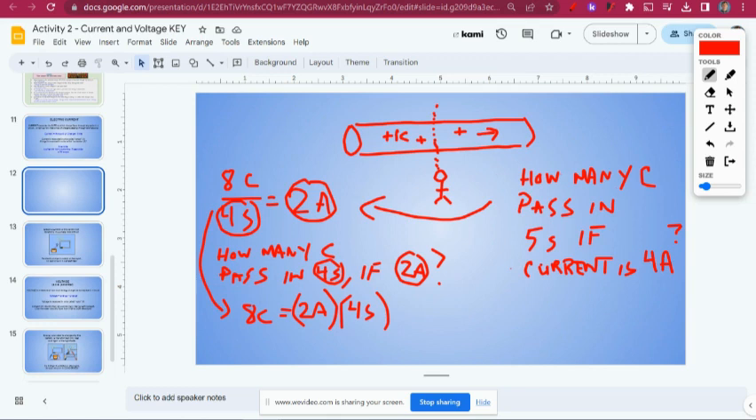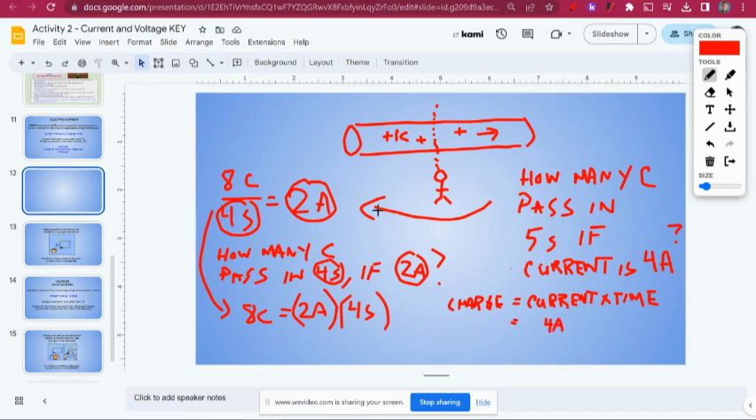So again, the way that you find that out is if you can take the current. I'll write this in words and then we'll do the math. You can take current times time, and that's going to be equal to the charge. So I hope your answer was 20. So how did I get that? How did you get that?